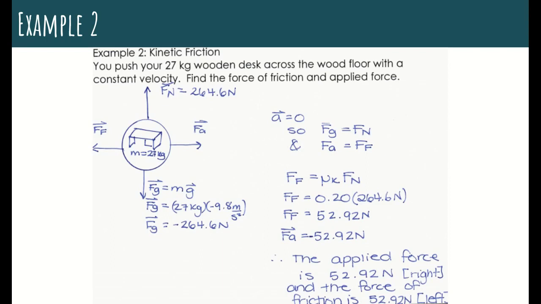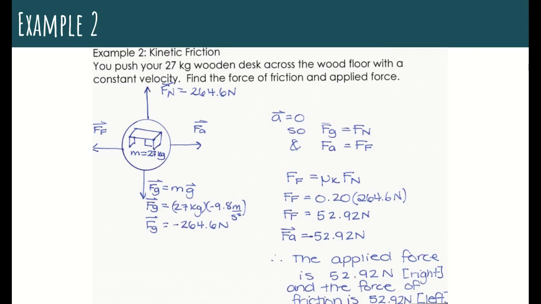We know that the normal force will be equal but opposite, so the normal force is 264.6 newtons upward. And now we know we have an applied force and a frictional force. In this case, it says that it's moving at a constant velocity. That's our indication that acceleration is 0. If it's moving at a constant velocity, it's not speeding up or slowing down, it's just continuing at the same speed. So acceleration will be 0 in this case.